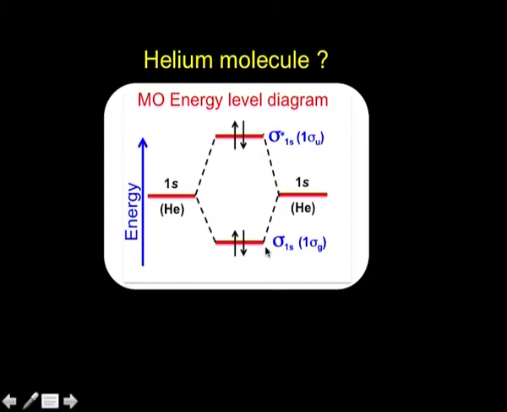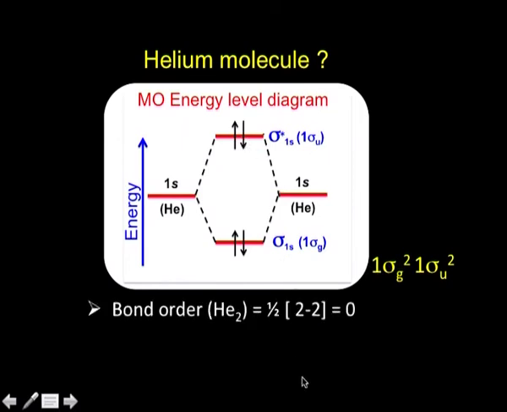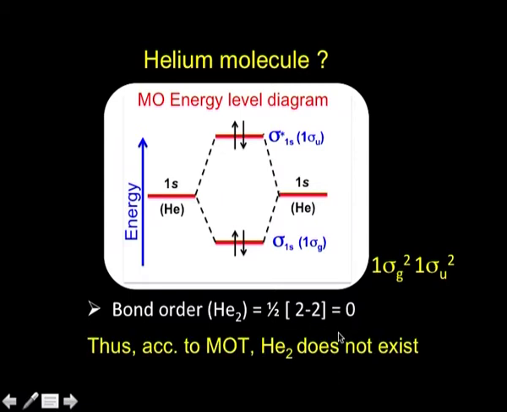When we take the 4 electrons and fill them into these molecular orbitals, we find that the configuration comes out to be (1 sigma g)2 (1 sigma u)2, that is, 2 electrons in the 1s bonding molecular orbital and 2 electrons in the antibonding one. If you compute the bond order, it comes out to be 0, and that means according to molecular orbital theory, the He2 molecule does not exist, and we all know that it does not exist. Okay. Let us move further.